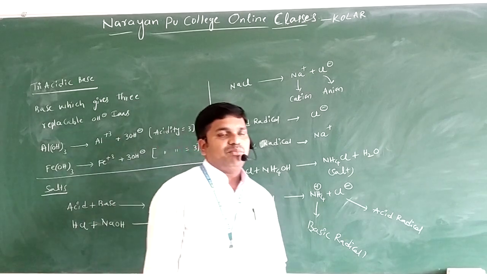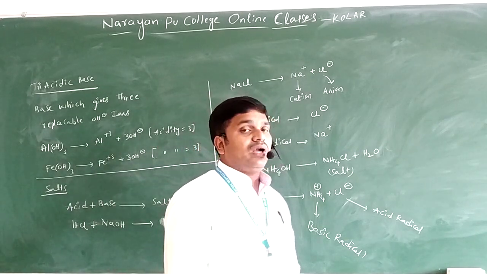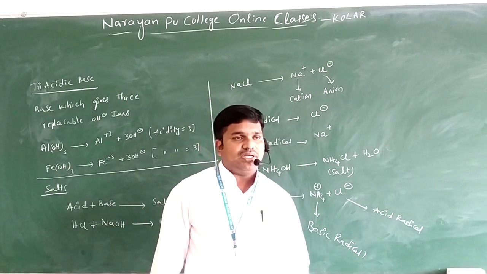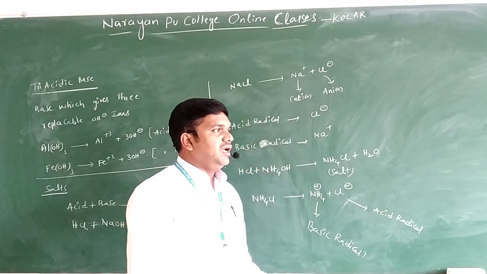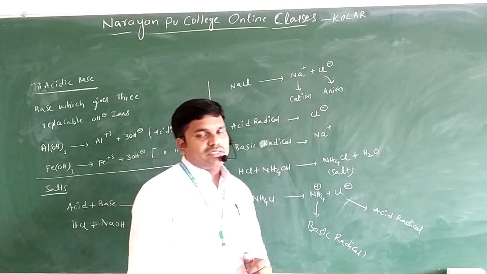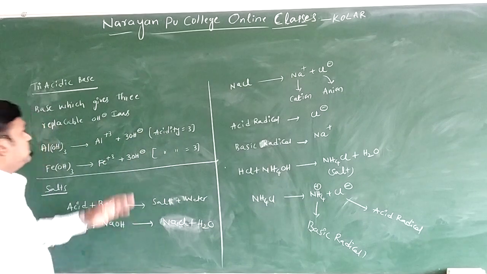So in this way we have to identify, if you have a salt, what type of cations or anions the salt is composed of, and what type of radical the salt contains. The radical may be an acid radical or a basic radical. So this is regarding salts.